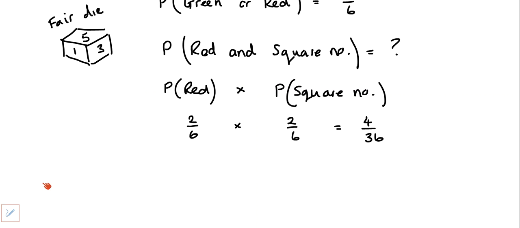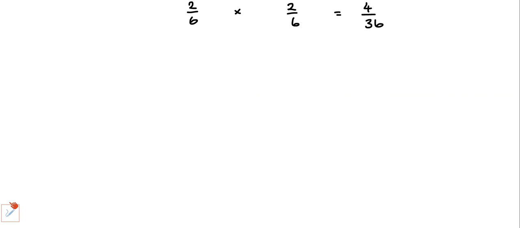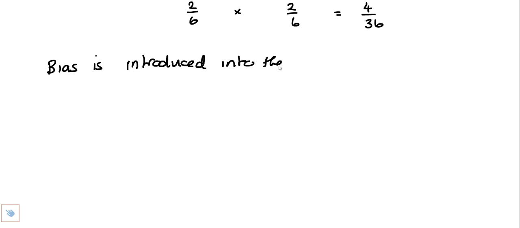Right, let's change this. All right, so a bit of vocabulary. I'm going to say bias is introduced into the spinner and the die.